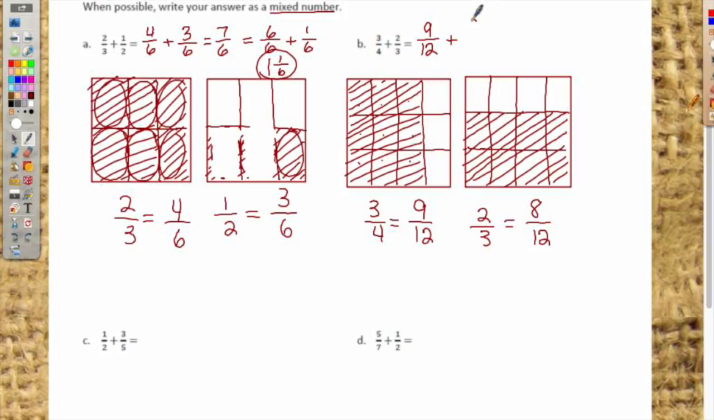9/12 plus 8/12 equals 17/12. Please don't shout it out. And we just saw the video. We can think of this as 12/12 plus 5/12, which equals 1 and 5/12. Now we need to look at 5/12. Will 5 divide evenly into 12? No. Do they share a factor? No. So it's already simplified. Okay, you got to start checking for simplifying.